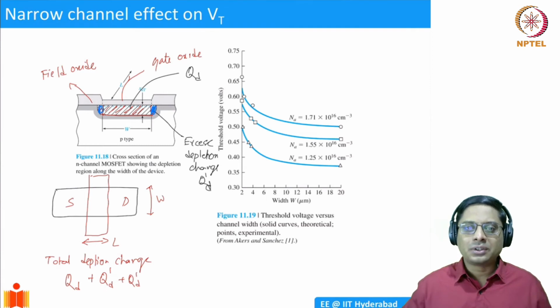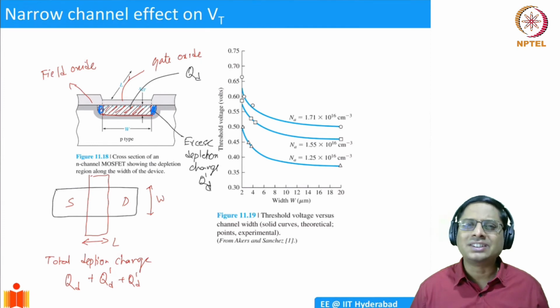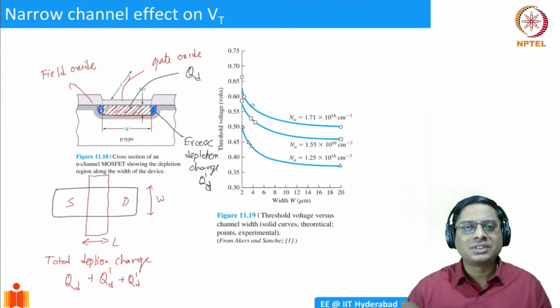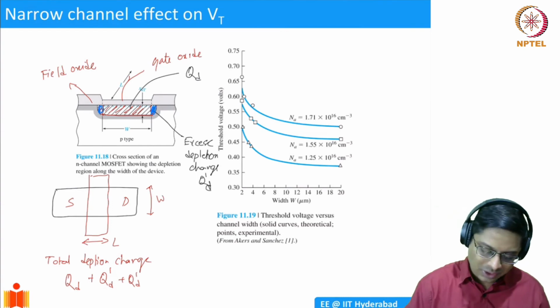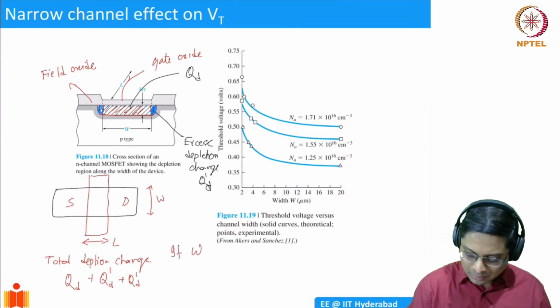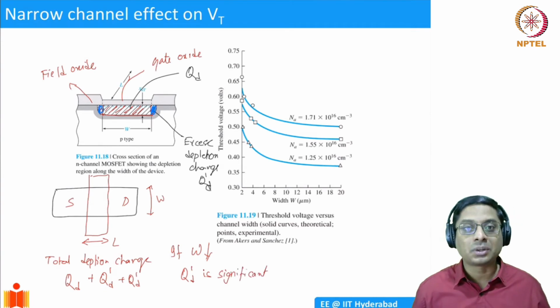If the width is large, then this QD prime is going to be very, very small, insignificant. So it doesn't matter much. But once you come to narrow channel devices, when your width reduces, you have this additional baggage that you have to support, additional depletion charge that has to be supported. So if W reduces, QD prime is significant.